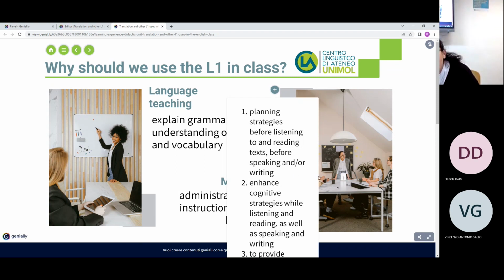Actually, will enhance, so this is before listening, but it could be while listening or while reading or while speaking and writing. So there are some strategies to enhance, there are some activities that enhance cognitive strategies while listening that are related to translation.